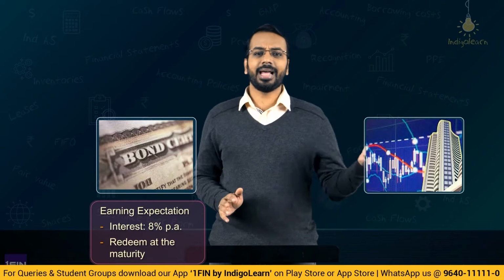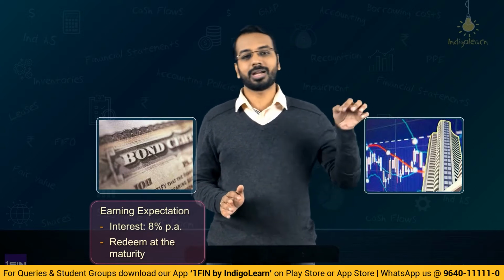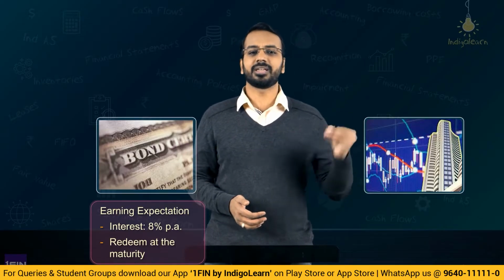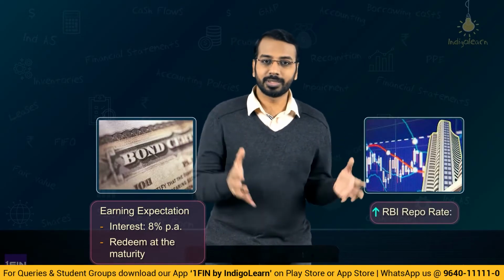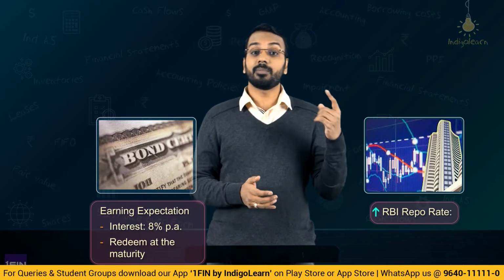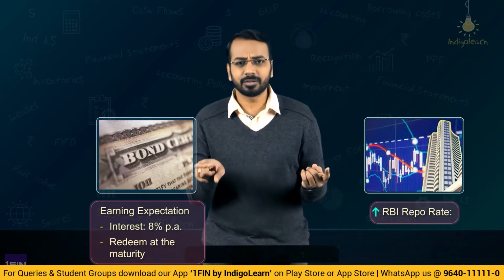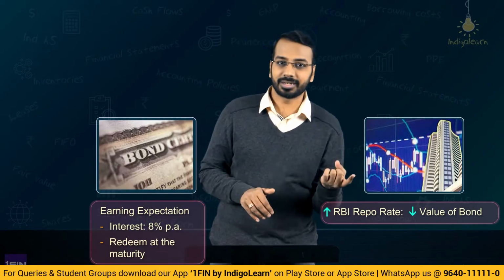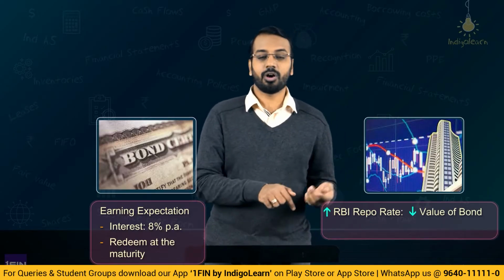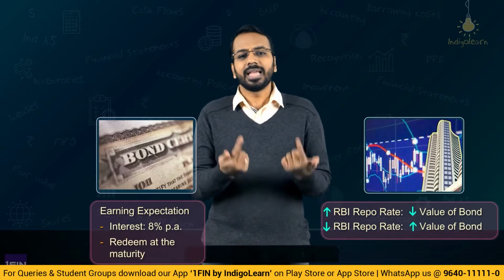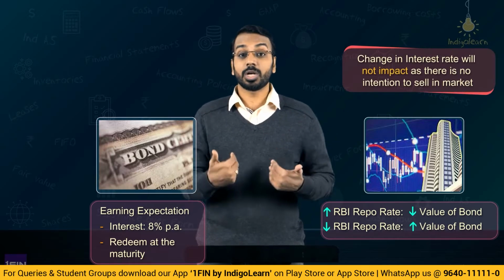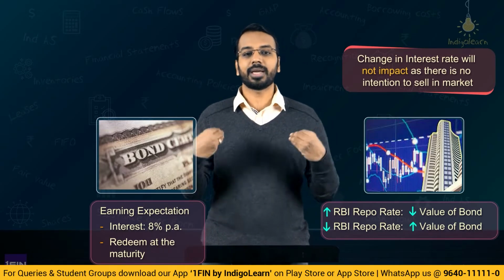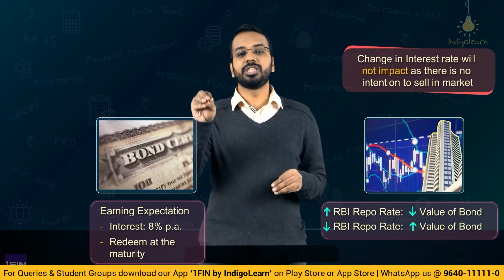Now in the market, as and when the interest rates go up or come down, the value of the bond would fluctuate. Say for example, RBI increases the repo rate, the interest rates in the market also are generally going up. Now when the interest rates in the market are going up, what will happen to the value of the bond? The value of the bond will go down, because in the market you are getting a higher interest rate. Similarly, if interest rates fall, the value of the bond will go up. Will that impact me? It will not impact me, because my intention is not to sell it in the market. So what am I asking here? What is my intention? What do I want to do with this particular bond?